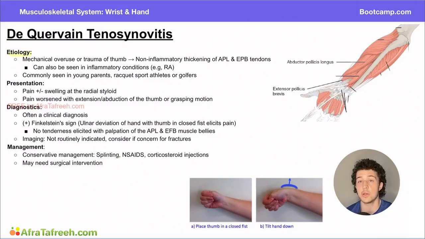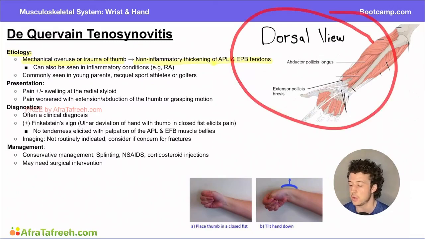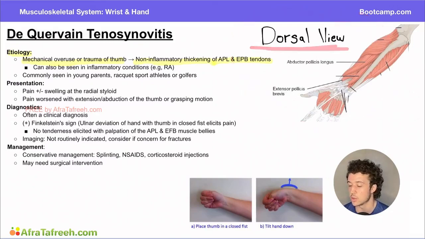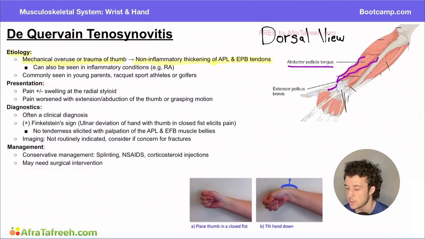So this is generally going to be considered a mechanical overuse or trauma of the thumb, which then leads to that non-inflammatory thickening of the abductor pollicis longus and extensor pollicis brevis tendons. And if we take a little gander here at the back of our forearm, we can see this is the dorsal view of our forearm. And we'll start here and talk about the abductor pollicis longus. So this is a muscle going to come down from that posterior radius ulna and interosseous membrane, and it's going to come down and insert here at the base of the first metacarpal.